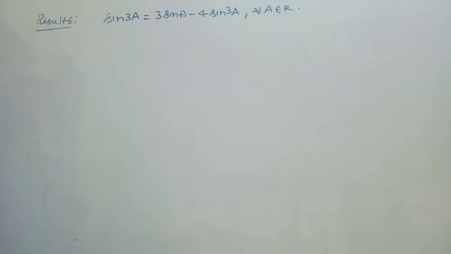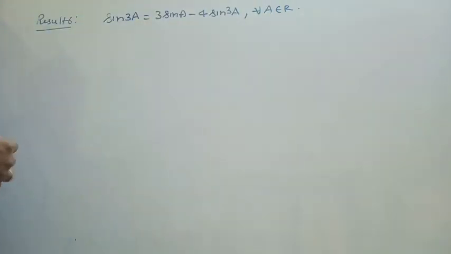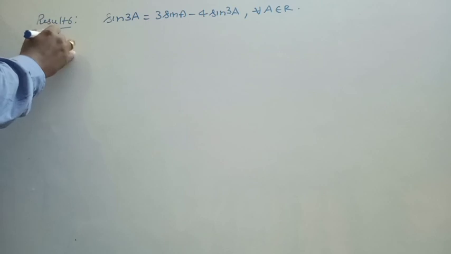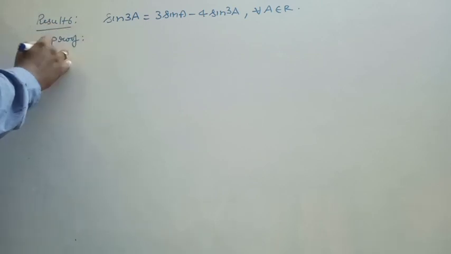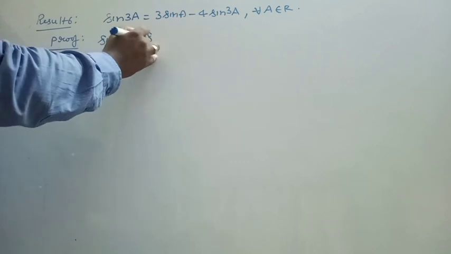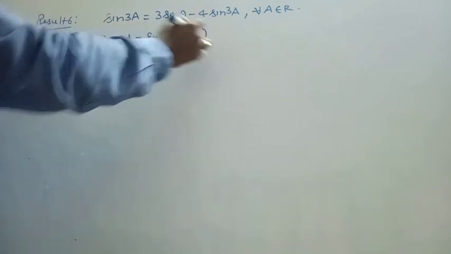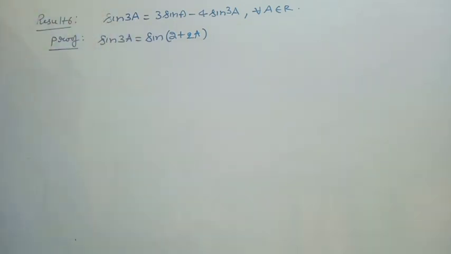Now, result number 6, my dear students, we are having sin 3A is equal to 3 sin A minus 4 sin cube A for all A belongs to R. How are we going to prove this beautiful result? You see, my dear students, sin 3A we can write as sin (A plus 2A), like this.